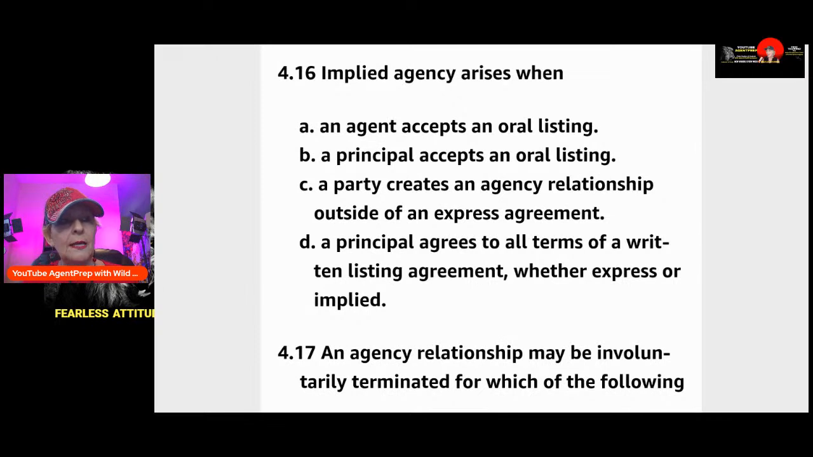So D says they have all terms of a written listing agreement. No, they don't have to have all terms of a written listing agreement. A, an agent accepts an oral listing. No, what if it's a buyer? So an implied agency relationship arises, and it could be a seller, it could be a buyer.